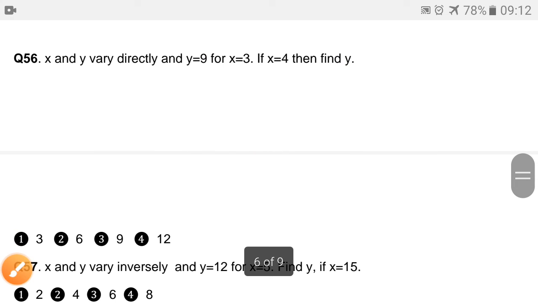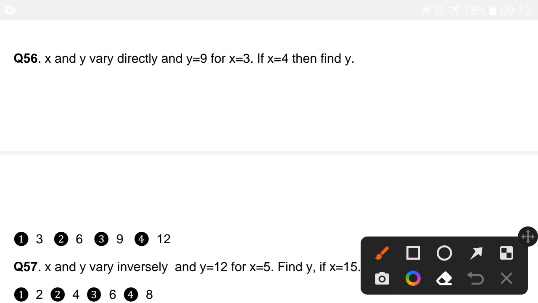Question number 56 is: x and y vary directly and y equals 9 for x equal to 3. If x is equal to 4, then find y. So this is a direct proportion question. So what is direct proportion? In ratio and proportion, direct proportion means if one quantity is increasing, so is the other, and similarly if one quantity is decreasing, the other will also be decreasing.